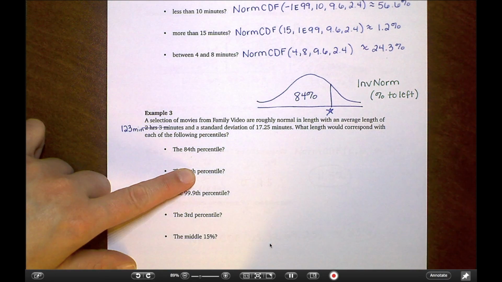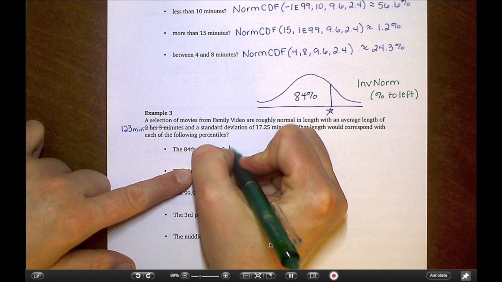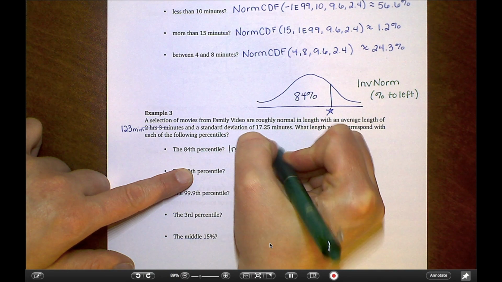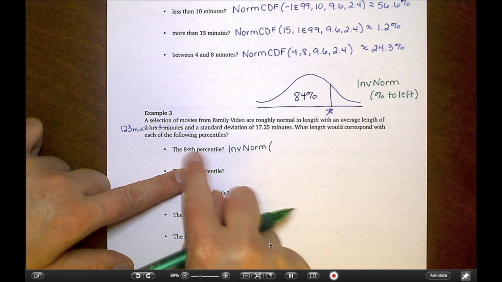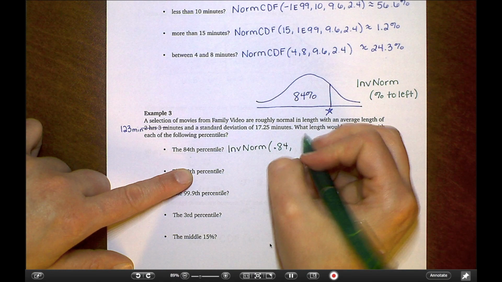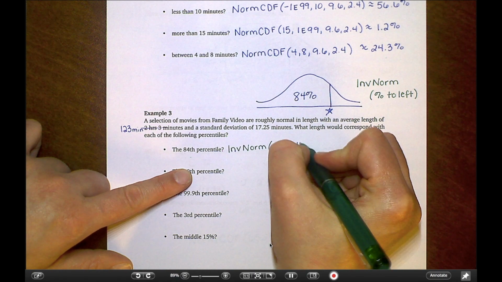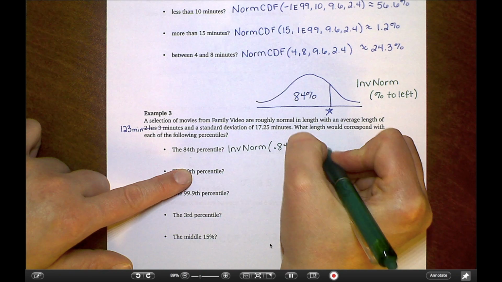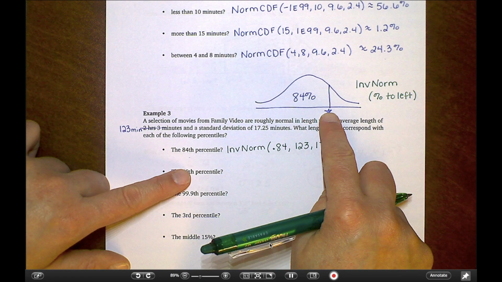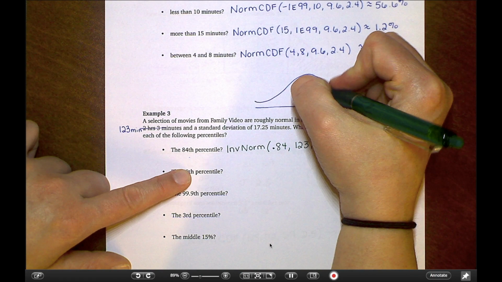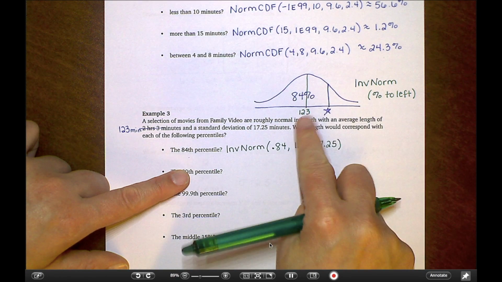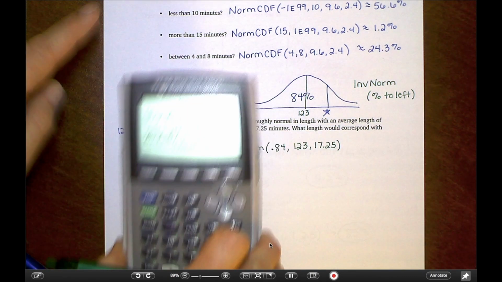So 84th percentile, what I'm typing into my calculator is inverse norm. Okay. And you give the percentage as a decimal. So I'm doing 0.84. And then just like before, we're going to give the mean and the standard deviation. And that will tell you what data point you would have to be at 84%. Now remember our mean was 123, and so that would be 50%. So I'm definitely expecting it to be something larger than 123.